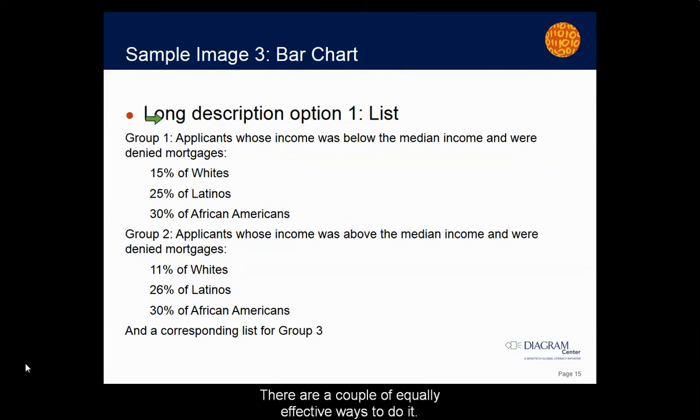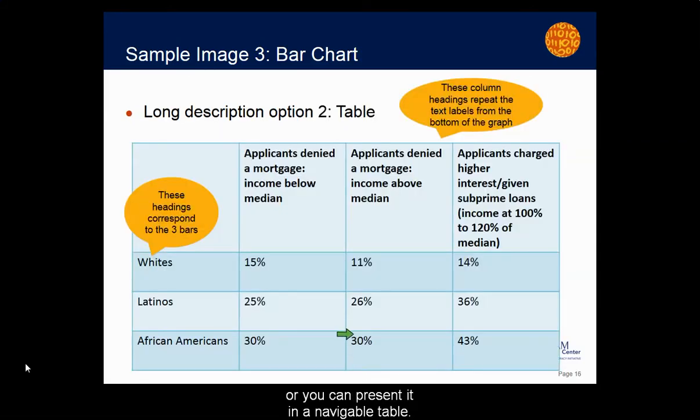There are a couple of equally effective ways to do it. You can do it as a list, where each group of three bars becomes its own list, or you can present it in a navigable table. And here you see how the embedded text at the bottom of the graph becomes these column headings, and the three bar headings become the side heads.